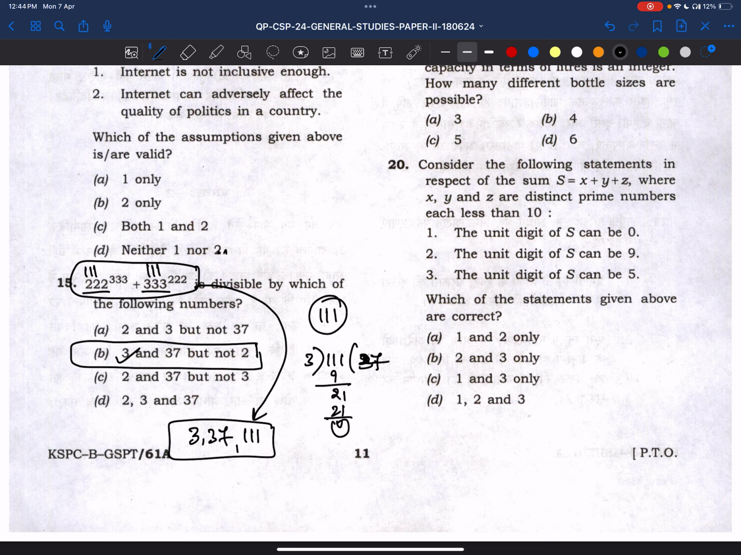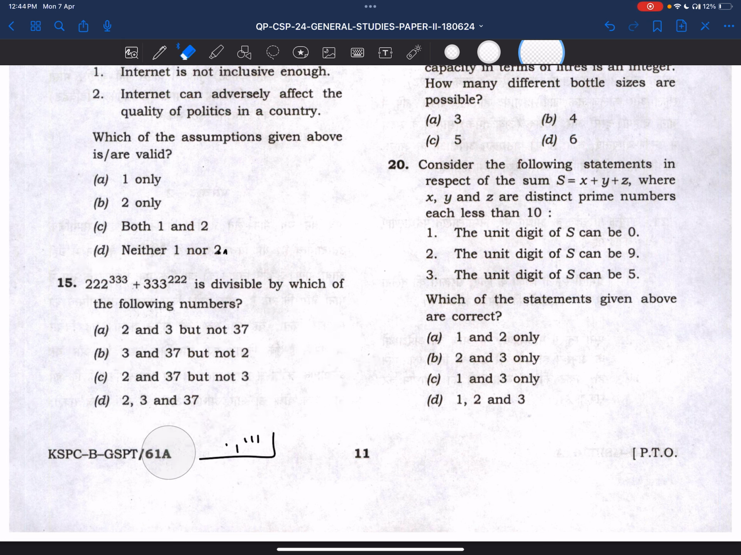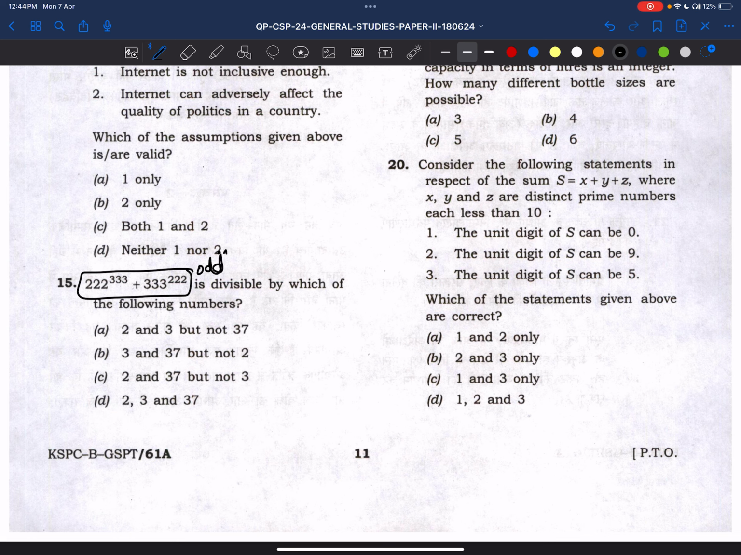Okay, answer is B. Without solving also, you can do this question very simply, because the entire number is an odd number and it is not divisible by 2. So simply the answer is B.